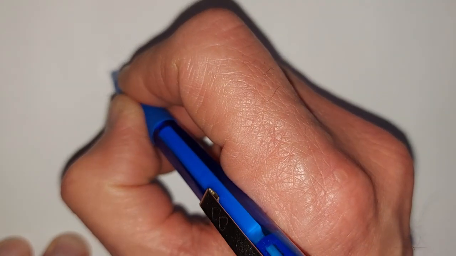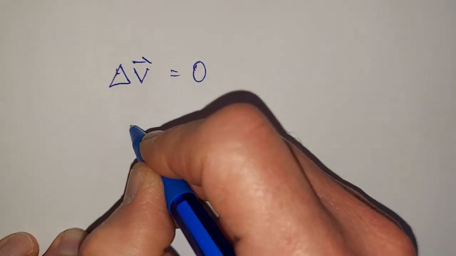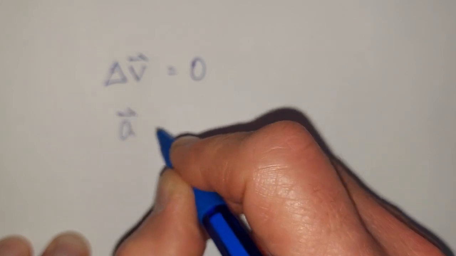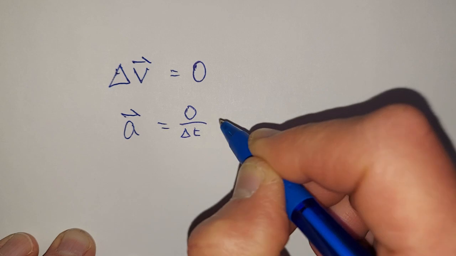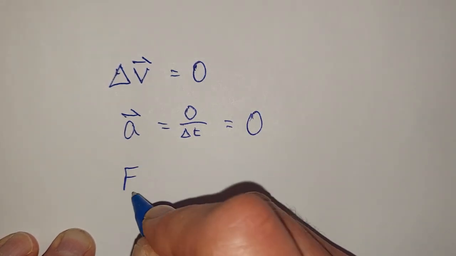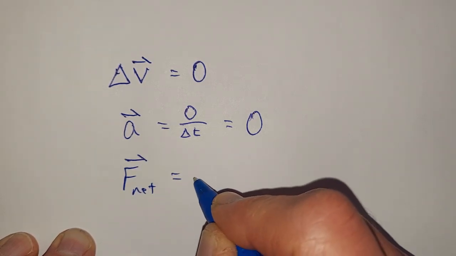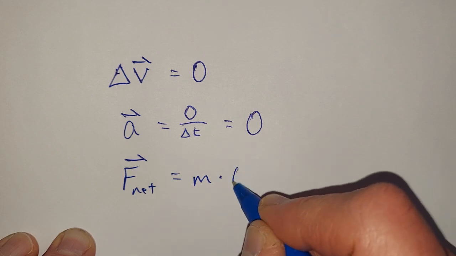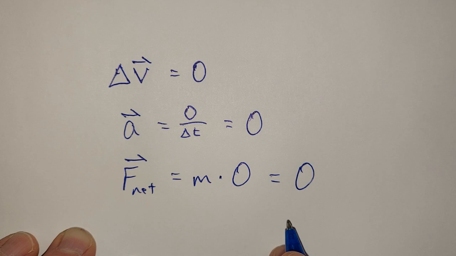Now, if the change in velocity is 0, so delta V is 0, well, acceleration will be 0 divided by the change in time, which will also be 0. And the net force on that object will be mass times the acceleration, which is 0, so the net force will also be 0.